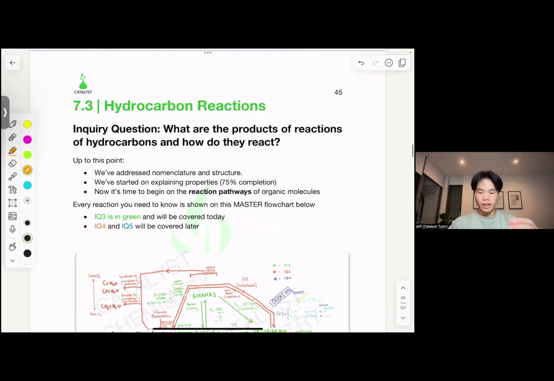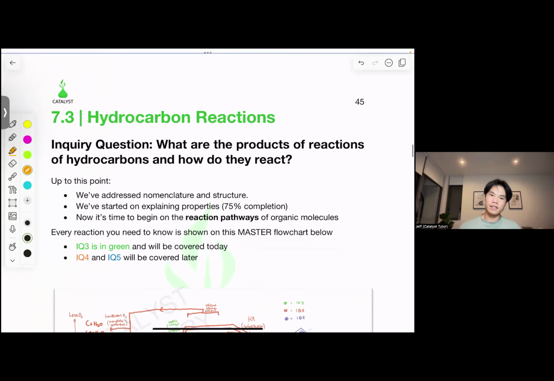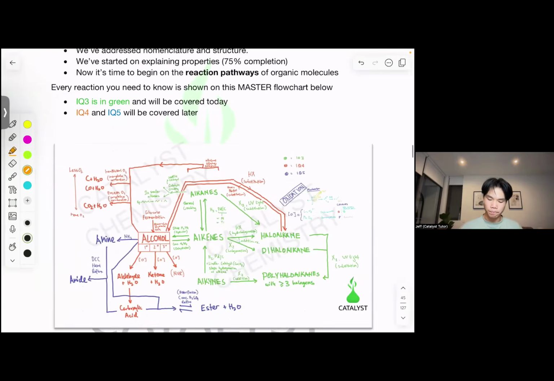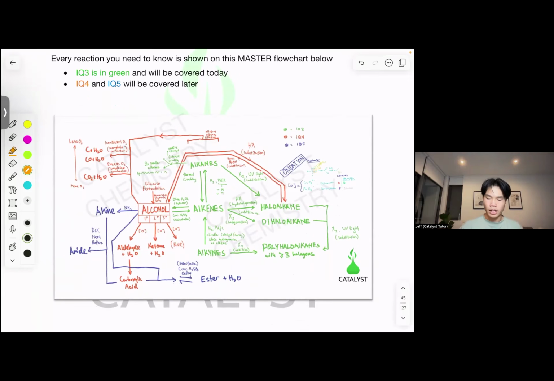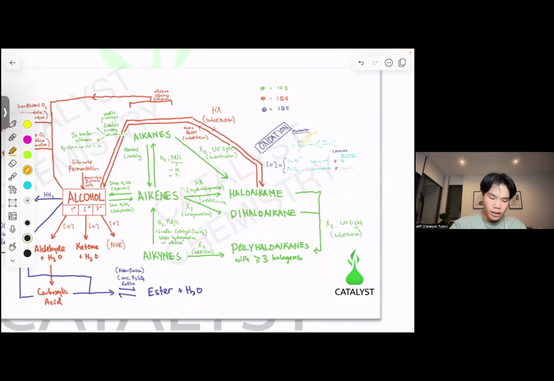Hydrocarbon reactions. I'm going to go through the flowchart that I have. I'm not going to go through each individual reaction fully, but the idea is that you should have an idea of what you can react to form, go from one thing to another, and go all over this flowchart to make different substances. So this is the flowchart I have. I split it into inquiry question 3 for hydrocarbons, inquiry question 4 for alcohols, and inquiry question 5 for your organic acid and base. Let's go through the green section first.